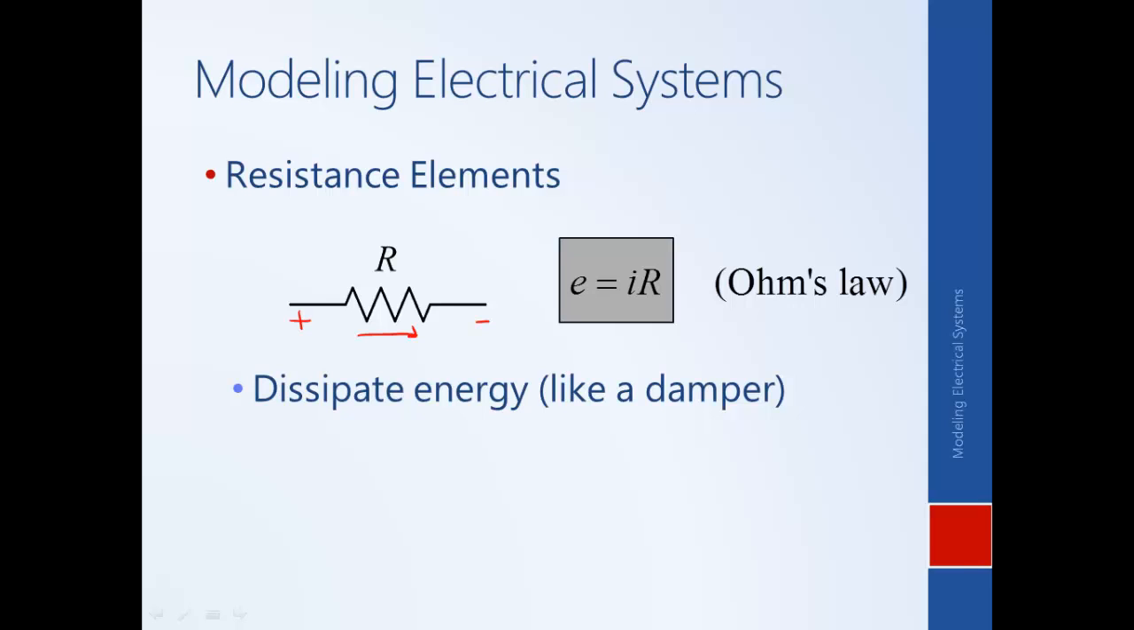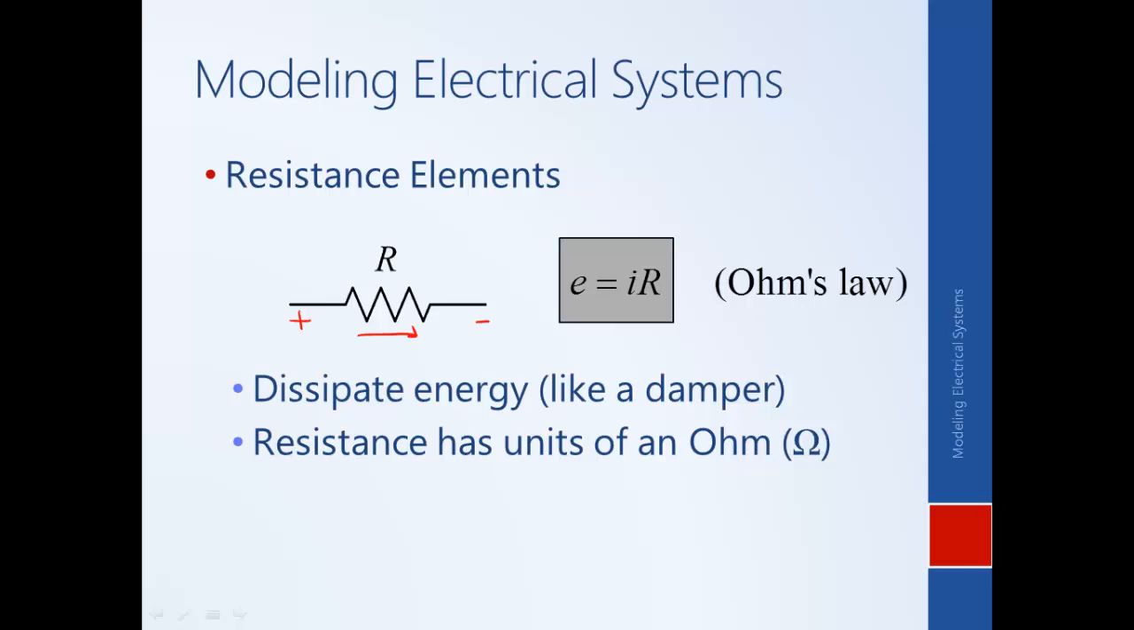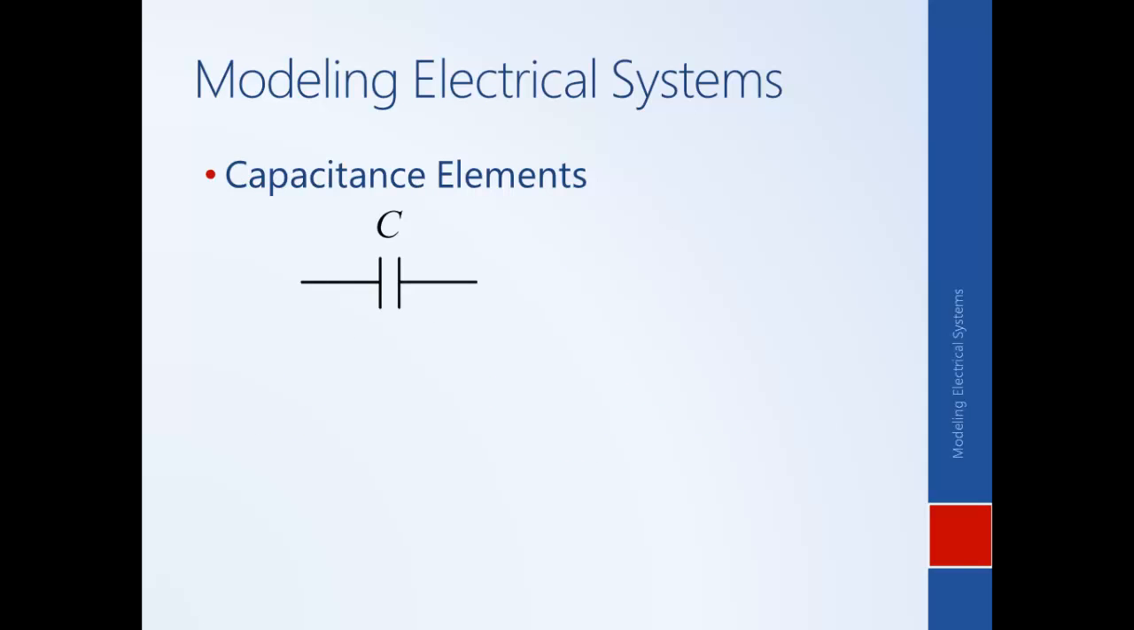Resistors dissipate energy much like a damper does in mechanical systems, and resistance is measured with units of ohms. The next type of element that we will consider is a capacitor or capacitance element, which is slightly more complicated than a resistor.